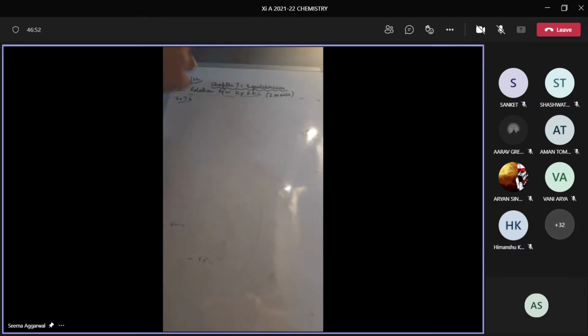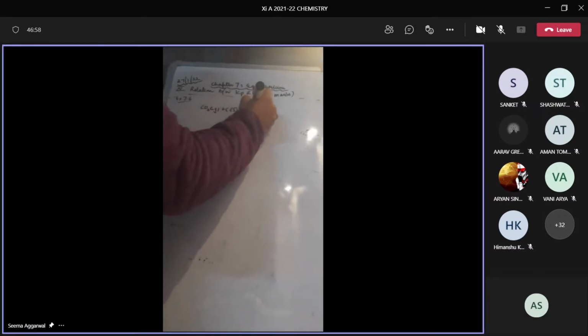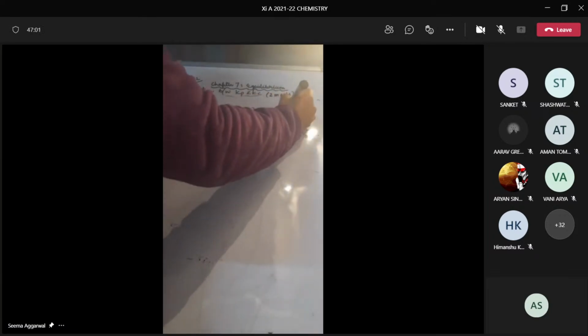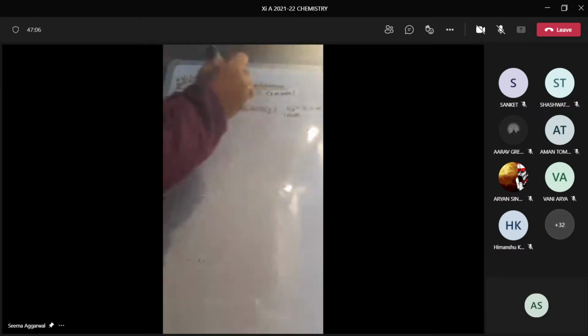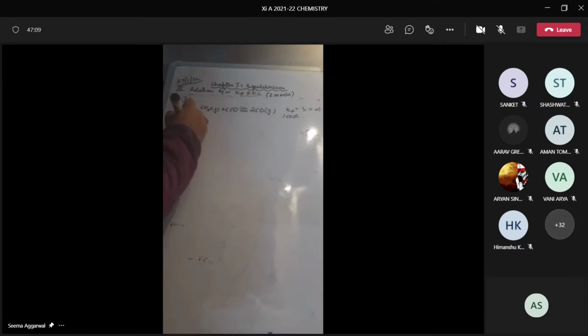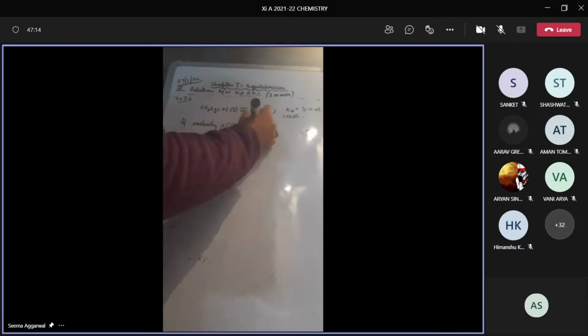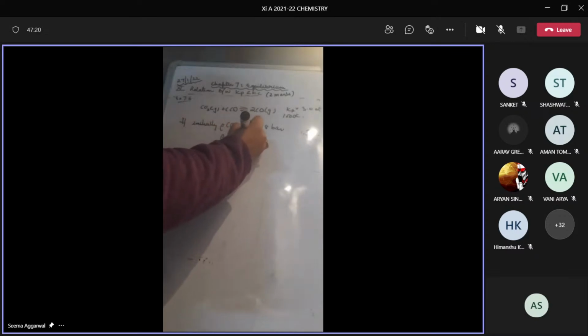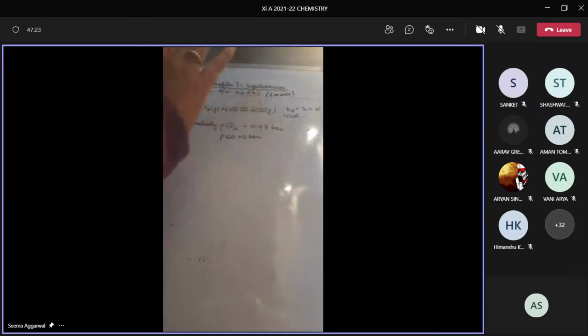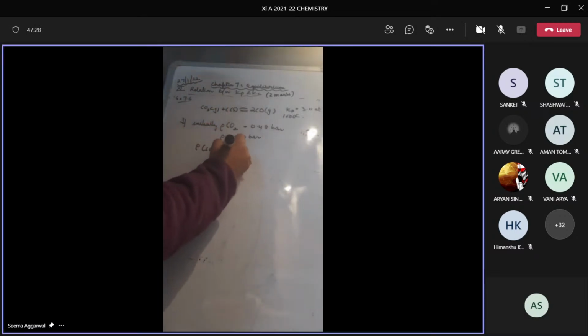Okay. Now question is for this reaction CO2 gas plus carbon solid gives 2 carbon monoxide gas. Kp is 3.0 at 1000 Kelvin. ठीक है? If initially, it means initially, pressure of carbon dioxide is 0.48 bar and pressure of carbon monoxide is equal to 0 bar and pure graphite is present, calculate pressure of carbon monoxide and pressure of carbon dioxide at equilibrium.